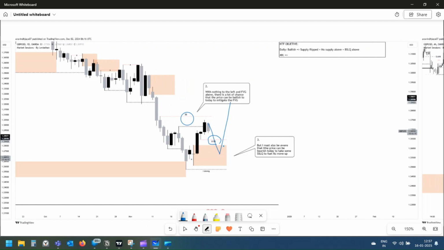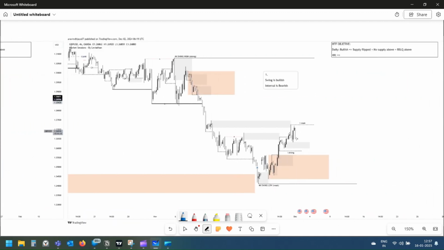It doesn't always need to be that the price needs to mitigate into the daily demand, daily POIs, and then we must see displacement in the H1 and then we must trade in line with that. It's not necessary at all. If I know that the price is going to come to a particular supply or demand zone, then I can look to play in that direction.